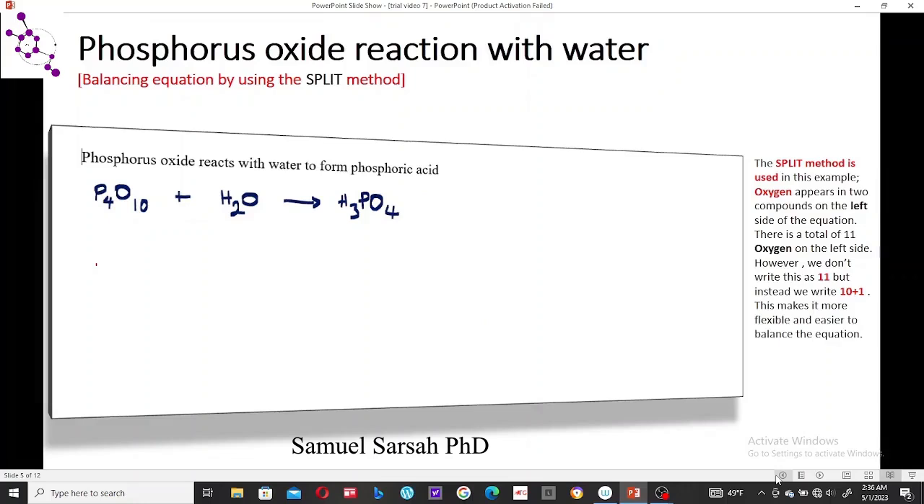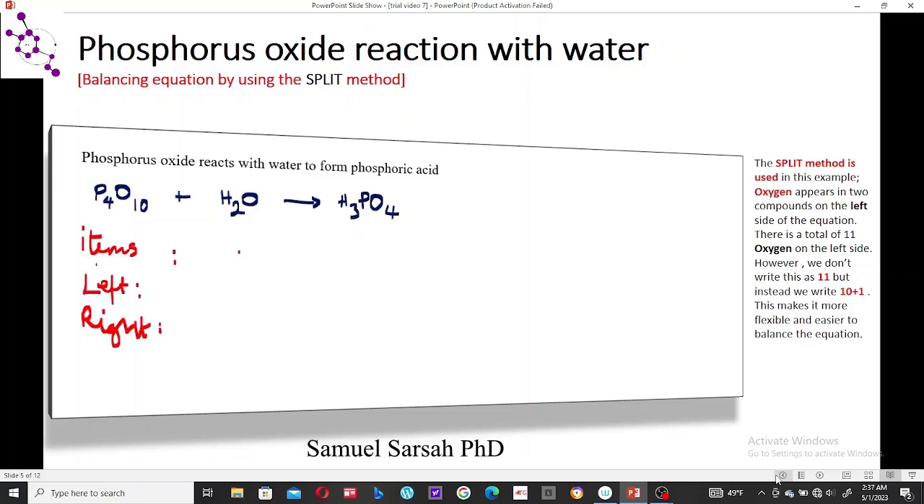Phosphorus oxide reacts with water to form phosphoric acid. It's a combination reaction. Let's see if this is balanced, and then if it's not, we can balance it. So let's write the elements or the items. We have P for phosphorus, then we have oxygen, then we have hydrogen.